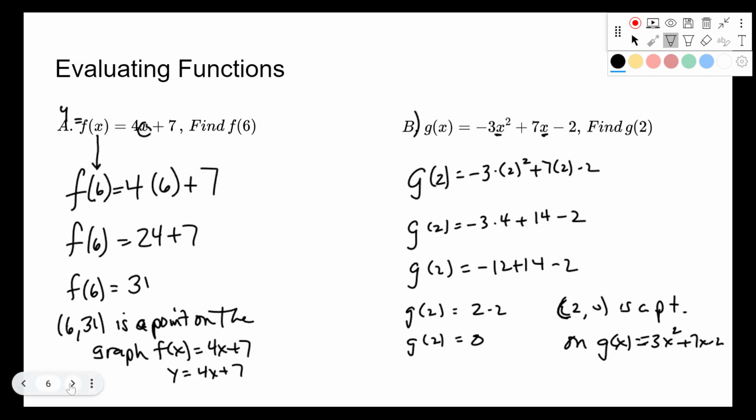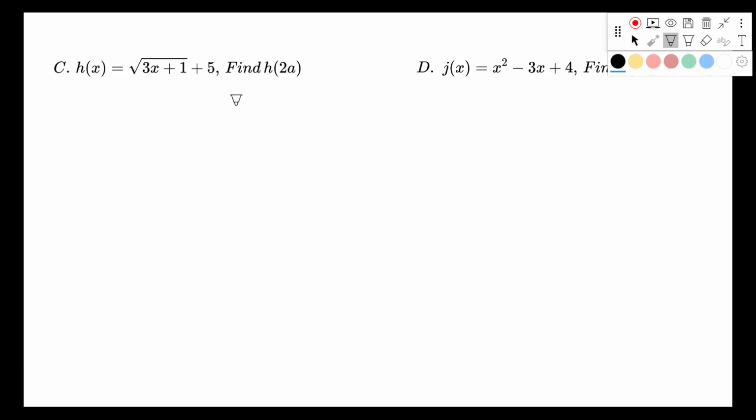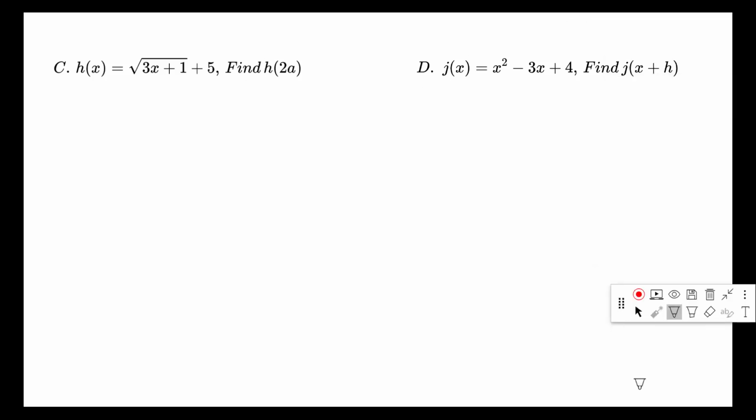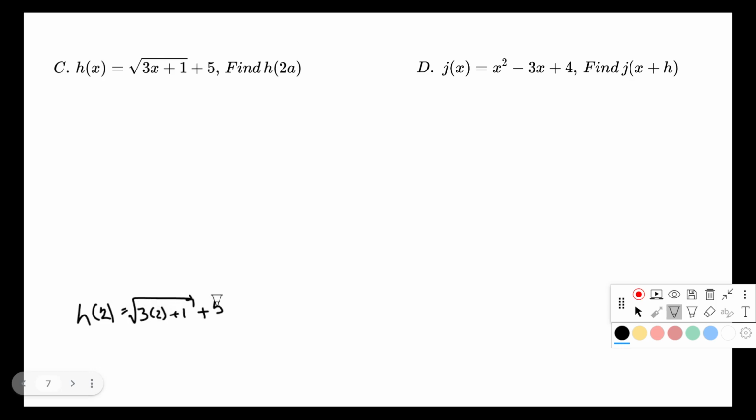Okay, now let's make the function notation or some of the evaluations a little bit more complicated. Let's say I asked you to evaluate h of x equals radical 3x plus 1 plus 5 and find h of 2a. So before we do that, let's say I asked you to find h of 2, not h of 2a. So I know that I'm going to replace all the x's with 2's. So let's do that. Square root 3 times 2 plus 1, close that off, plus 5.